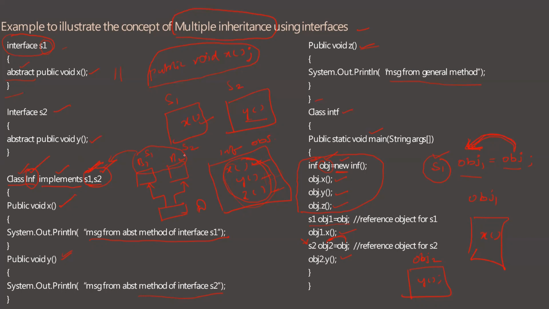Now this S1 and S2 are implemented by your derived class, that is INF. So indirectly or directly, these two are your base classes S1 and S2, as you're implementing them. So you're implementing multiple base classes, which in turn supports the concept of multiple inheritance in Java. Is that point clear? In this way, implements S1, S2, you can take S3, S4, S5, as many interfaces as you want. So this is the concept of illustrating multiple inheritance using interfaces.